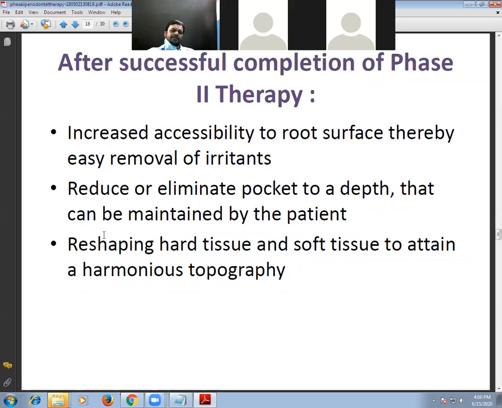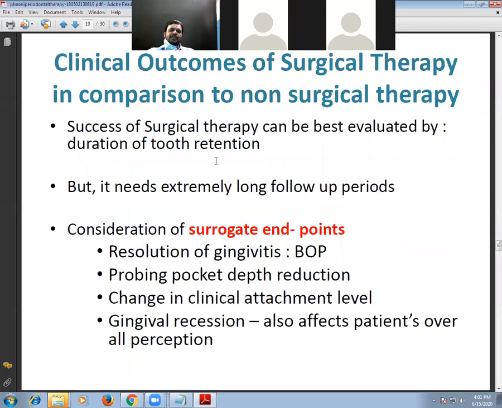So these are the outcomes after performing a successful phase 2 therapy. We can see there is reduction in periodontal pocket to a pocket depth that can be maintained easily by the patient. There is increased accessibility to the root surface, for example, in molars and premolars, and also in cases where there is furcation involvement, and also there is reshaping of hard tissue and soft tissue to attain a harmonious topography. Then clinical outcomes of surgical therapy in comparison to your non-surgical therapy.